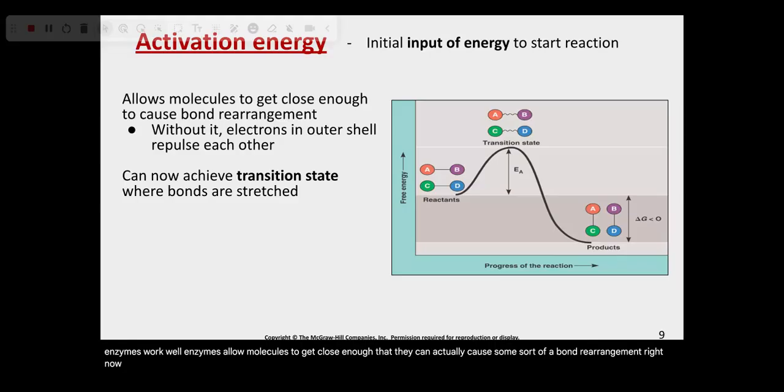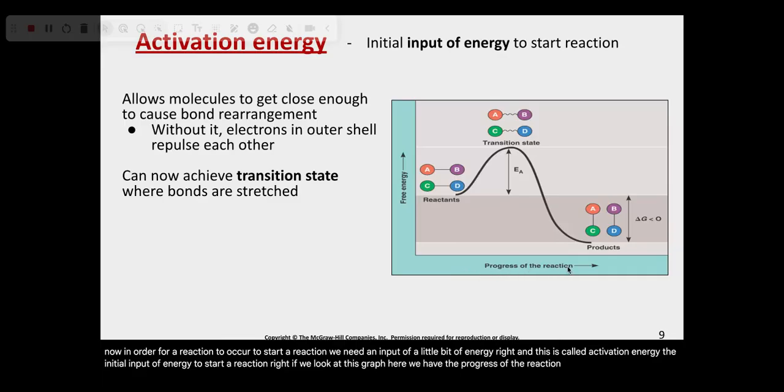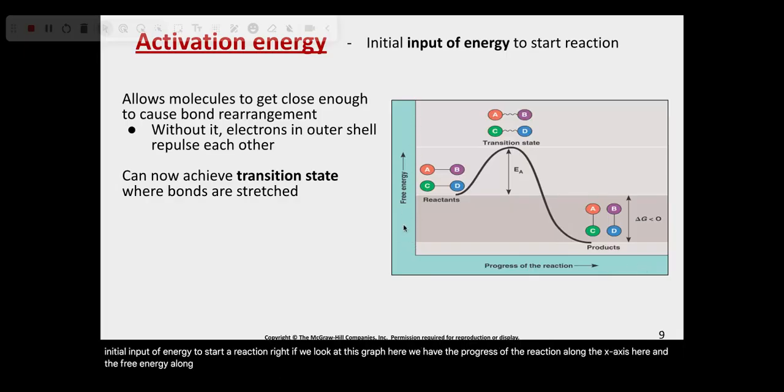Now, in order for a reaction to occur, to start a reaction, we need an input of a little bit of energy, right? And this is called activation energy, the initial input of energy to start a reaction. All right, if we look at this graph here, we have the progress of the reaction along the x-axis and the free energy along the y-axis. Our reactants here are going to turn into our products, right?